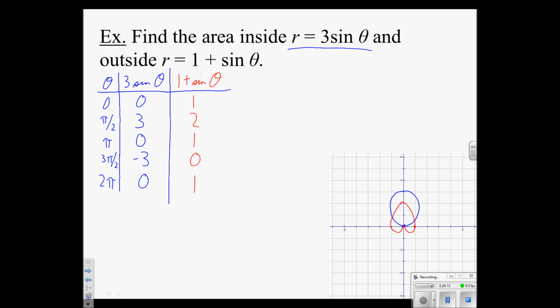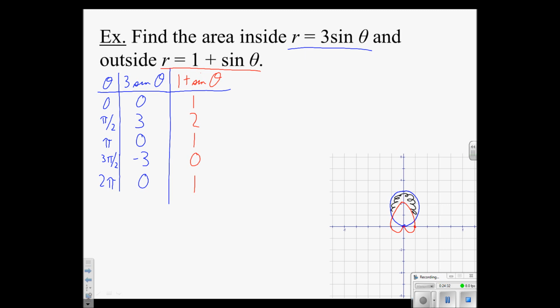Okay, so we want everything that is inside the blue graph and outside the red graph. All right, inside the blue and outside the red means we're looking at this region right here.